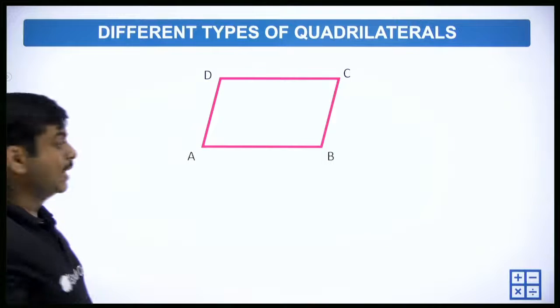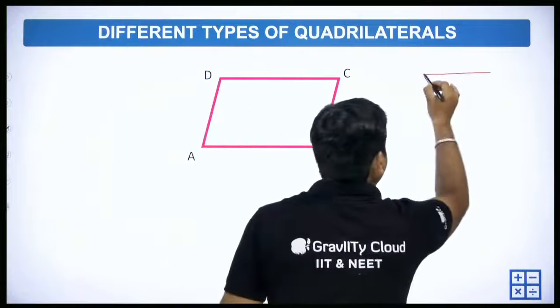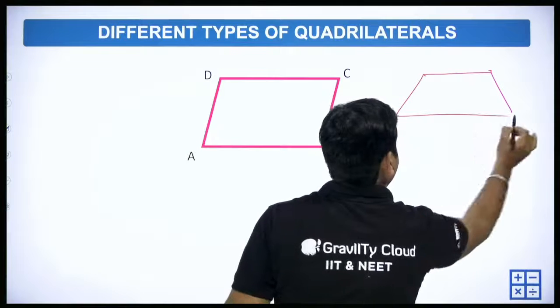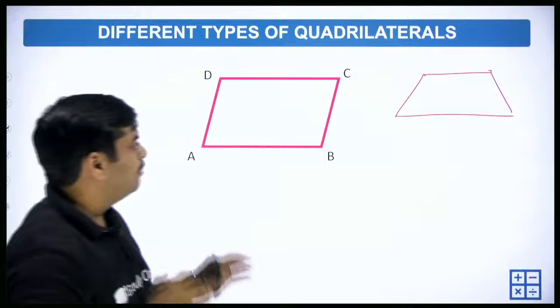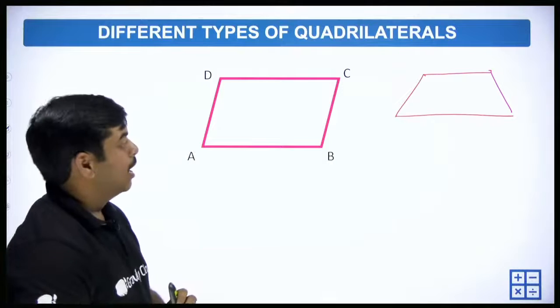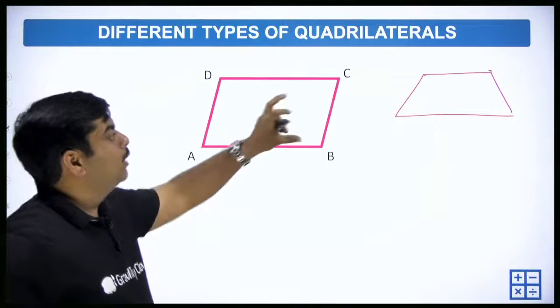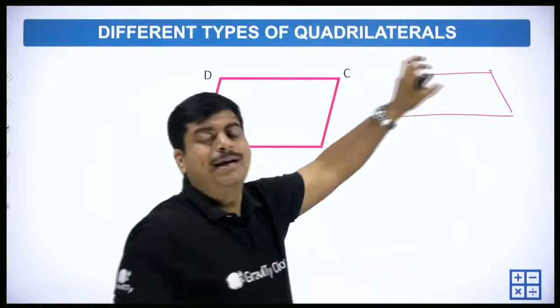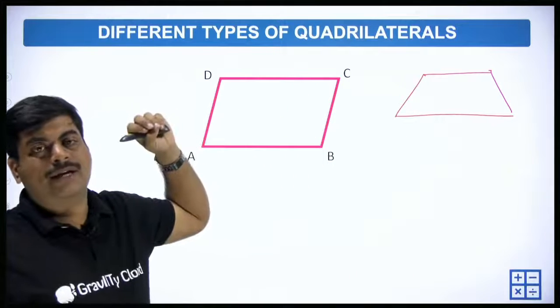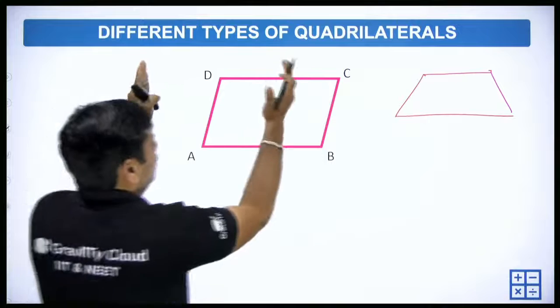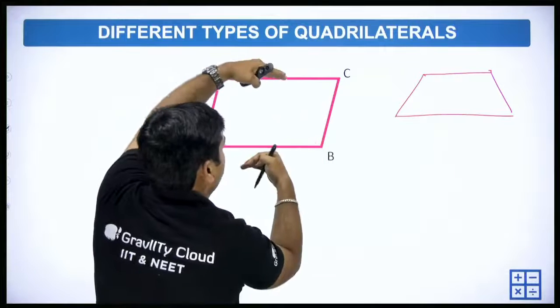So once again, trapezium. Let me draw a trapezium like this. So this trapezium, we are not going to discuss now. Now there is some difference between these two. What happened? Here, not only one pair is parallel, all the sides are parallel, right? All the opposite pairs, these two are parallel as well as these two are parallel.